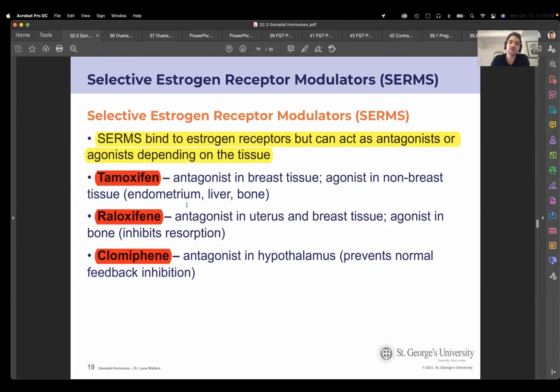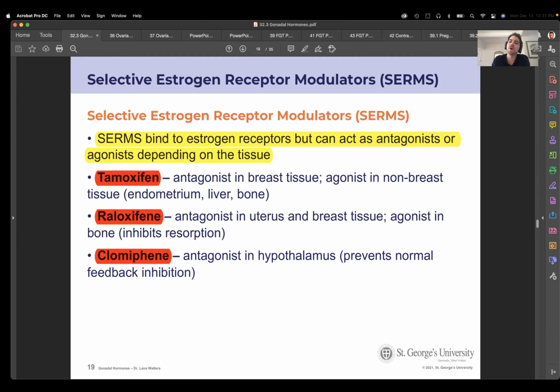All right, and then we go into more of the medications here, which is what this lecture is about. You need to know the differences here. So tamoxifen is specifically an antagonist on the breast. So if you have estrogen receptor positive breast cancer, you can use tamoxifen. The problem with tamoxifen is it's an agonist on the endometrium. Okay, so it can lead to endometrial proliferation or even cancer there.